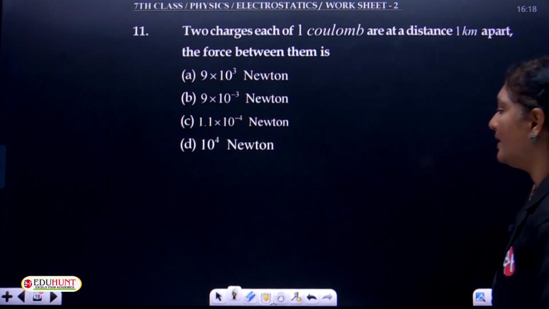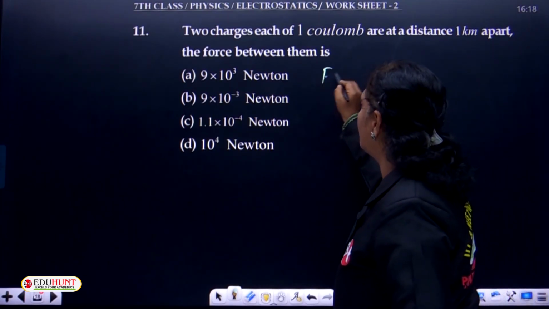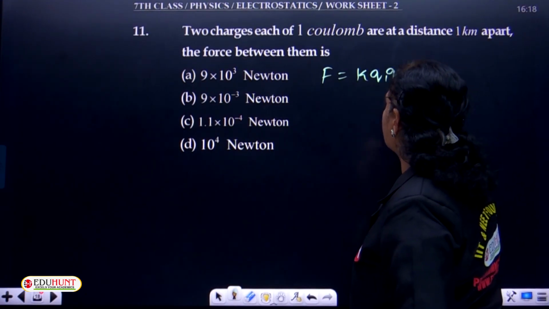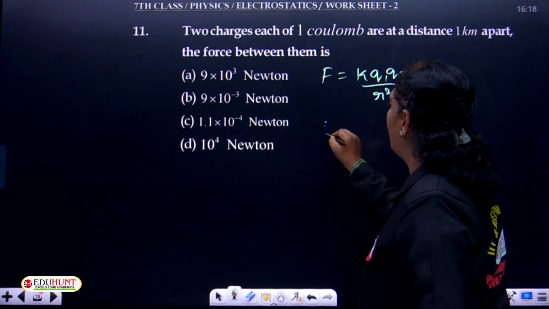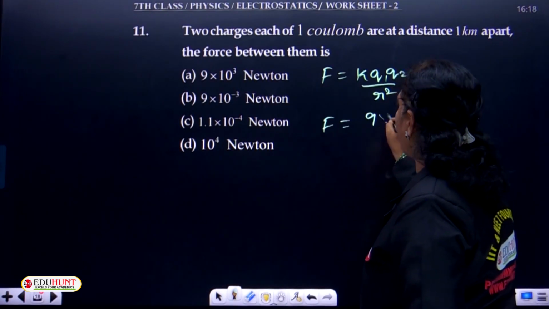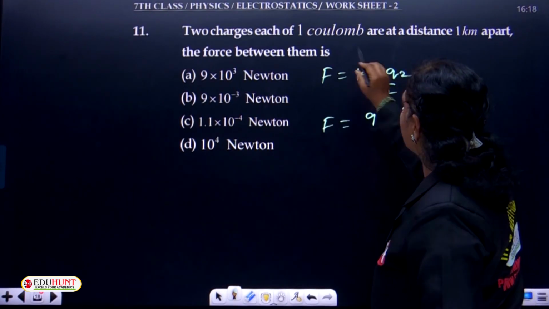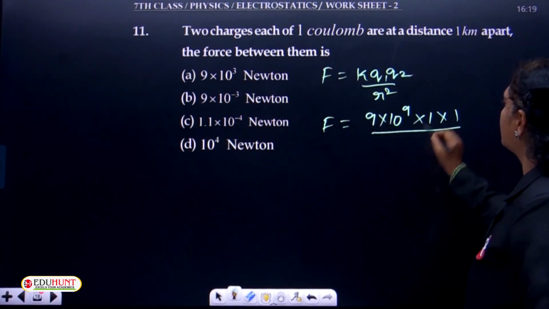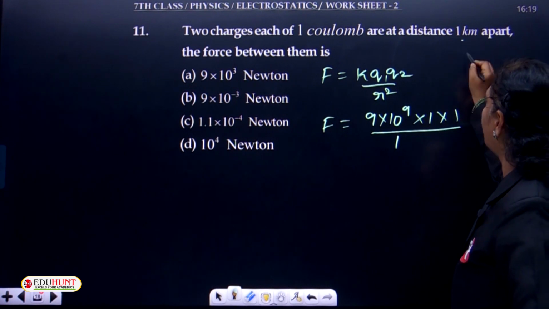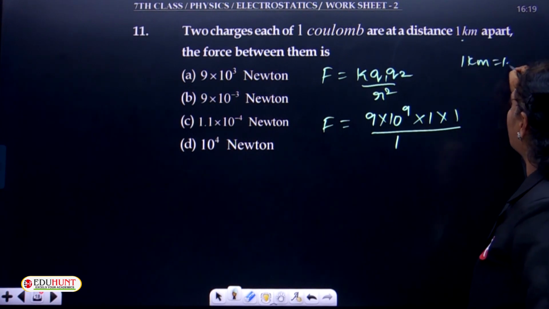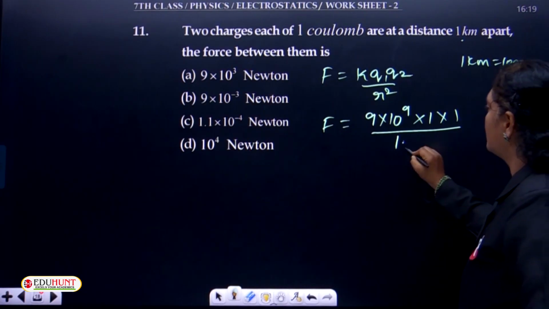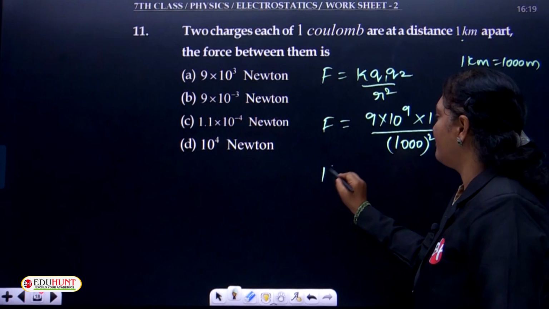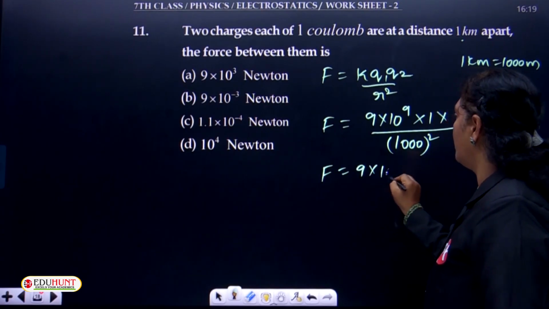That's it. So very clear. The force between any two charges is given by K Q1 Q2 upon R square. This is the general formula, and the value of K is 9 into 10 power 9. Each charge is given as 1 coulomb. So 1 into 1 upon distance, given as 1 kilometer, which is nothing but 1000 meters in SI units. So 1000 whole square.